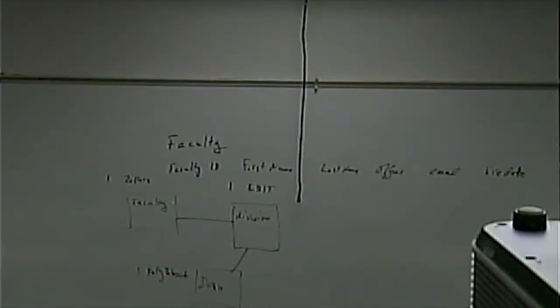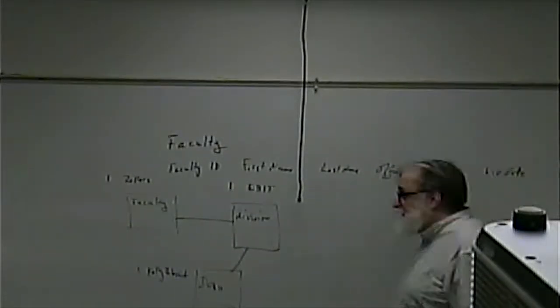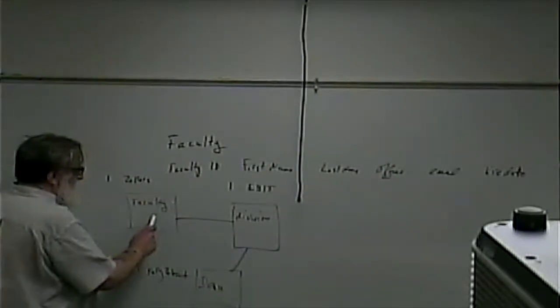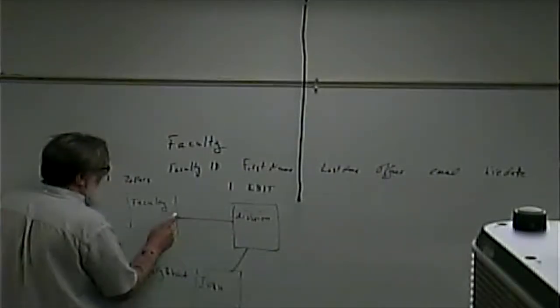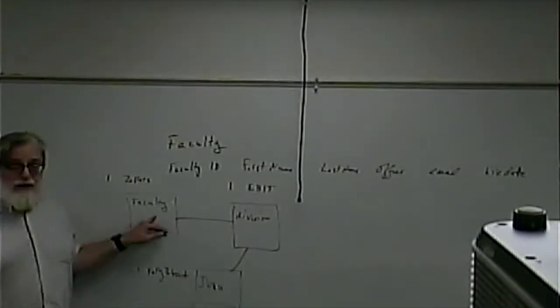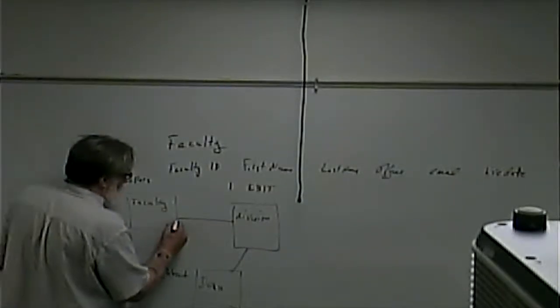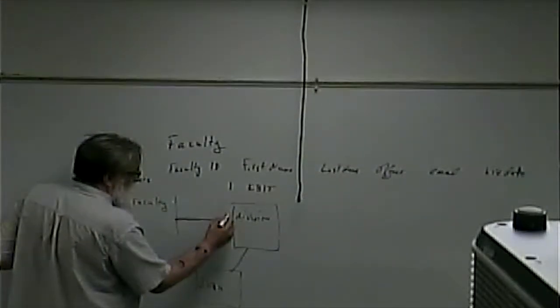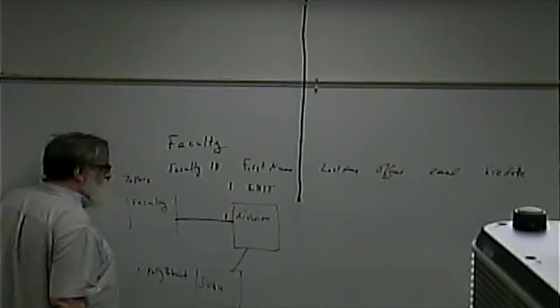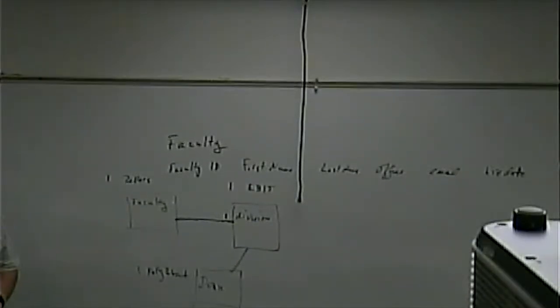So, the cardinality of the relationship says if it's a one-to-one relationship, a one-to-many relationship, or a many-to-many relationship. Most of the relationships you're going to have in a database are going to be one-to-many. To test that, you look at the relationship and you say, one of these can have how many of these? So, one faculty member belongs to how many divisions? Just one. So, you show that. Sometimes you put a one over here, or sometimes you just leave it like that. One division, however, has how many faculty members?